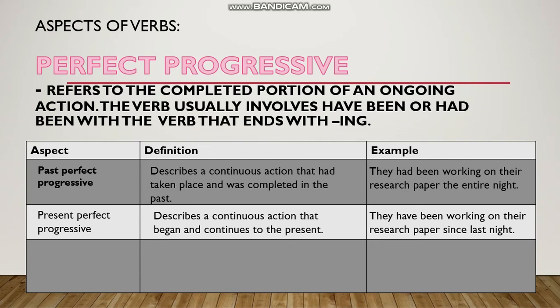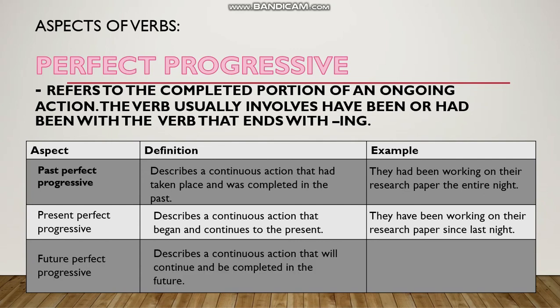Next, future perfect progressive. Its definition: it describes a continuous action that will continue and be completed in the future. So, the action will continue and be completed in the future. So, this action or the verb can begin sometime in the past, in the present, or in the future. Okay. And it will continue and it will be completed in the future.